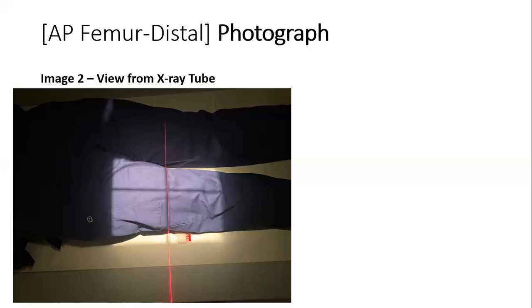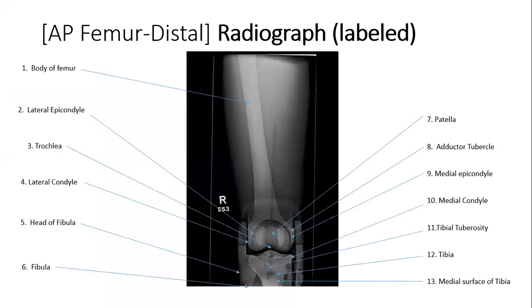The pathologies best demonstrated in this image are the detection and evaluation of fractures and bone lesions within the anatomy needed. And that is how we would set up our patient for an AP distal femur.